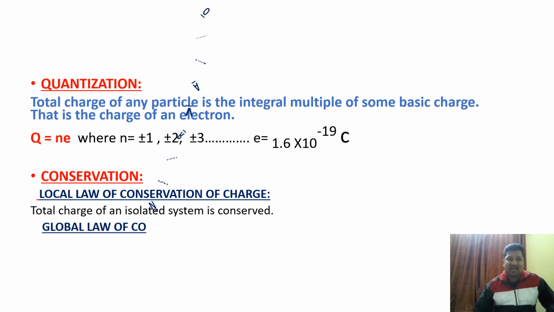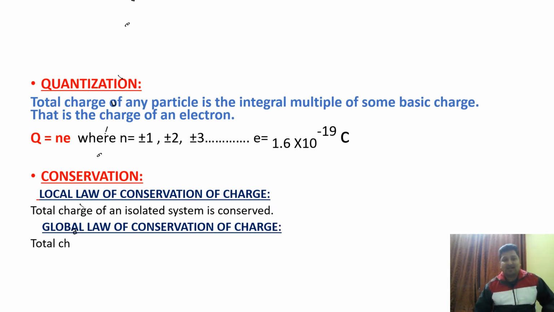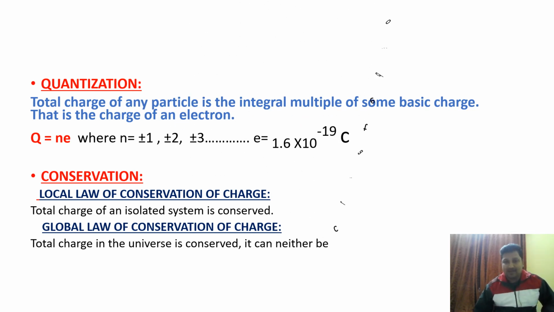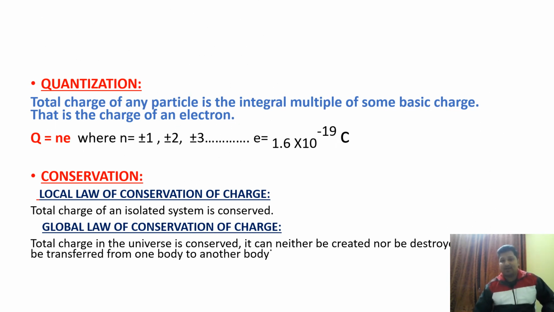Now there is another law of conservation of charge, that is the global law of conservation of charge. What is the global law? The total charge in the universe is conserved. It can neither be created nor be destroyed. It can be transferred from one body to another body.